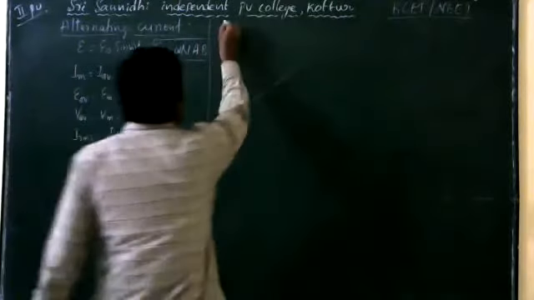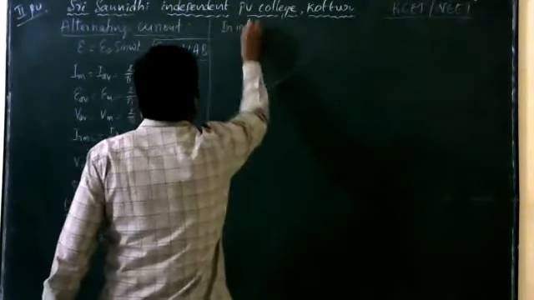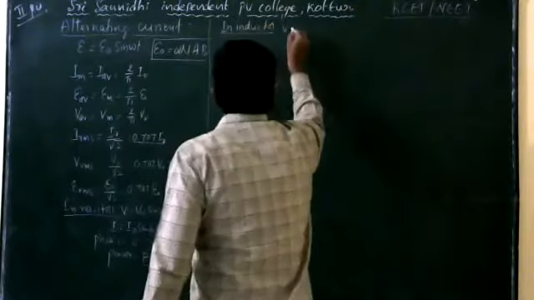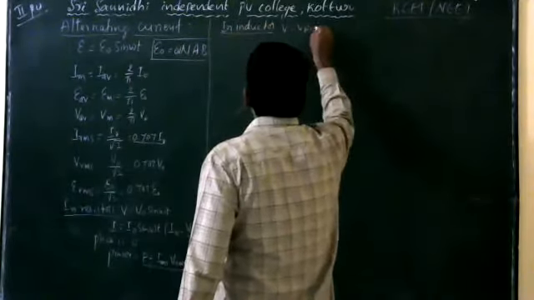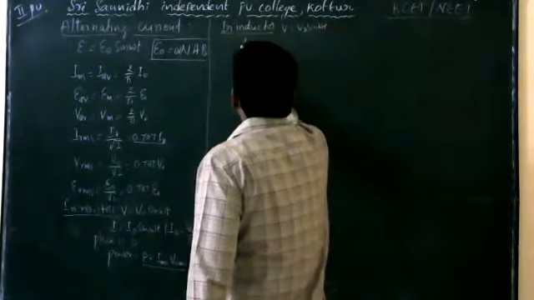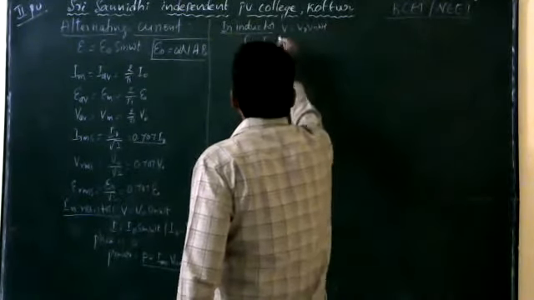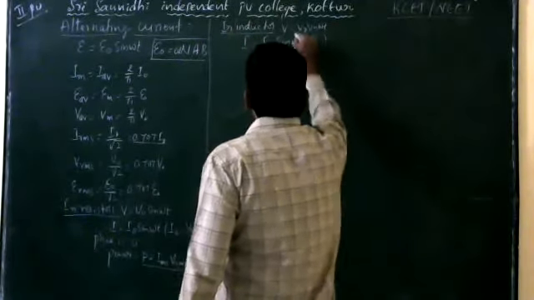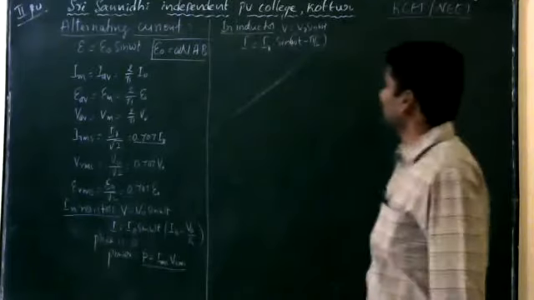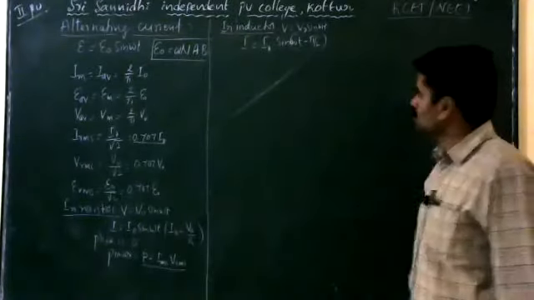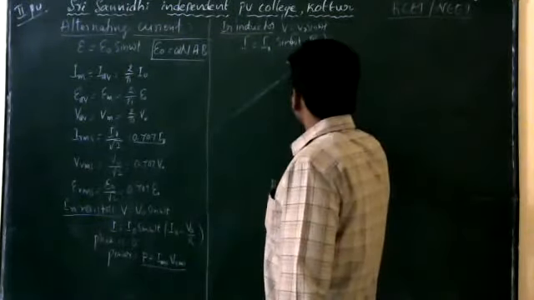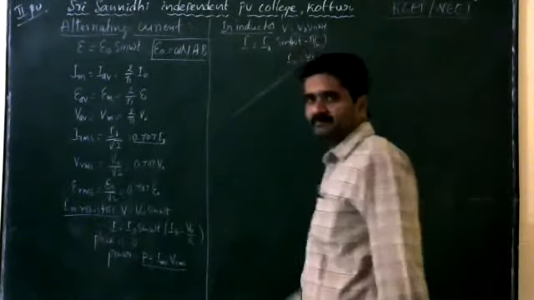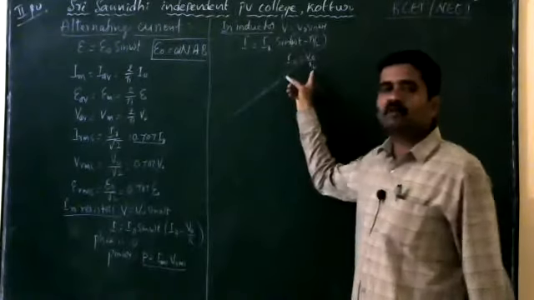This is in an inductor. The same voltage will be supplied, V is equal to V naught sin omega t. The current is I is equal to I naught into sin of omega t minus pi by 2. So I naught is equal to V naught divided by XL, where XL is the inductive reactance.